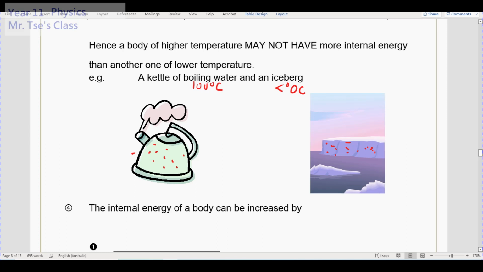Of course, the iceberg will have tens of billions of times more molecules than those in a bowl or a kettle of boiling water. So even though the temperature is much higher, the mass is much smaller. So still you will say the internal energy in the iceberg is much greater than the internal energy in the kettle of water, right? Good. So don't just look at one factor. You need to combine all factors together. Okay.